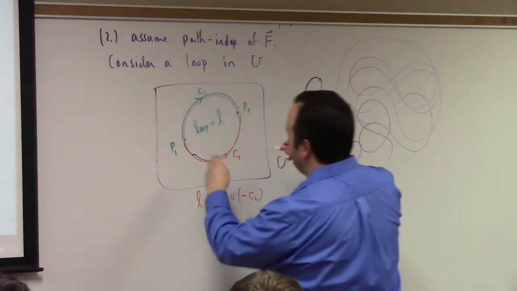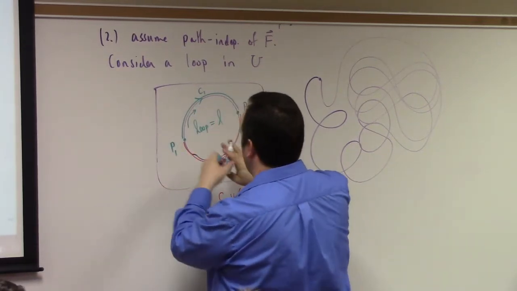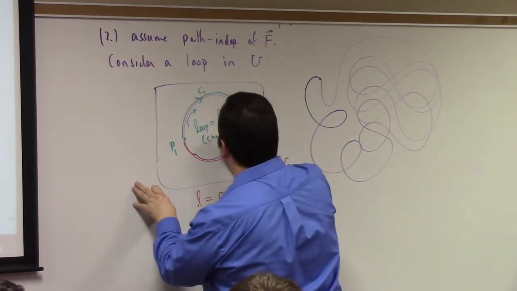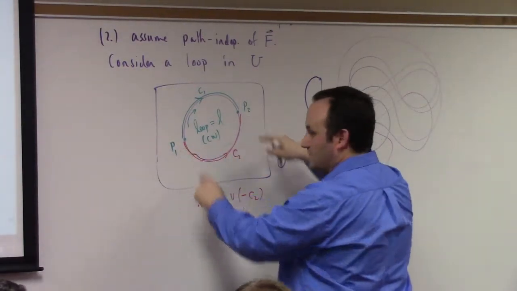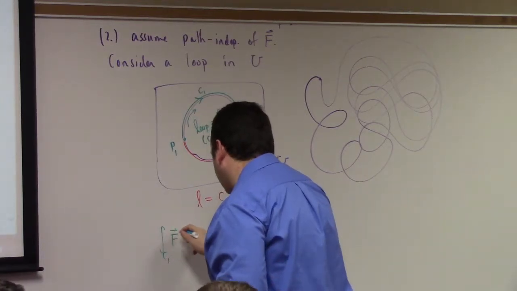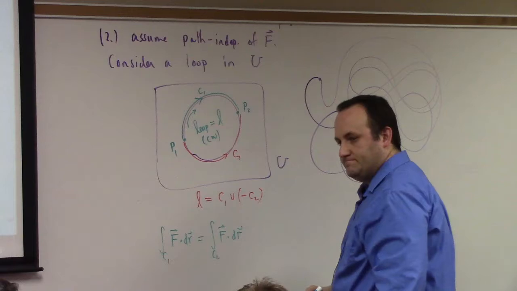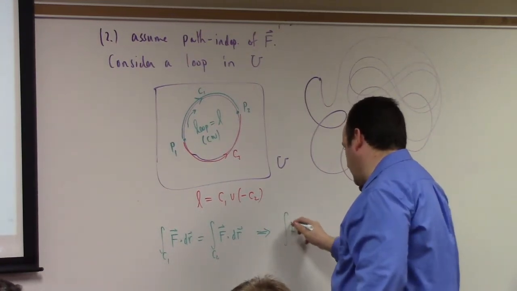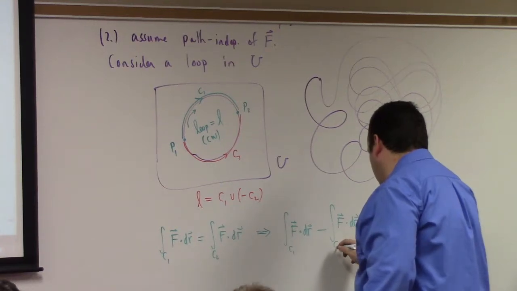I really should tell you the orientation. The loop is oriented like this, clockwise. You could orient it otherwise. Why didn't you make the orientation of C2 the other direction? The point is C1 and C2 both go from P1 to P2. So we get the integral along C1 of f dot dr is equal to the integral along C2 of f dot dr. So the integral of f dot dr along C1 minus the integral of f dot dr along C2 is equal to 0.